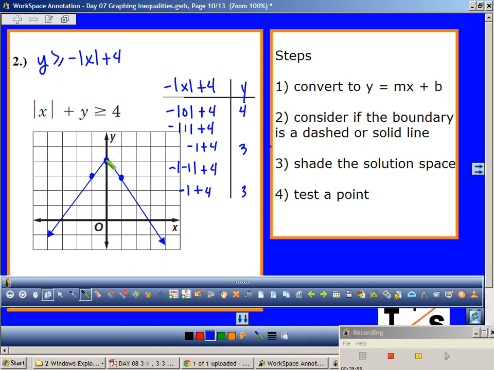All right, so now I need to shade. I'm standing on the point. Am I going to go up for greater than or down for greater than? Up for greater than.